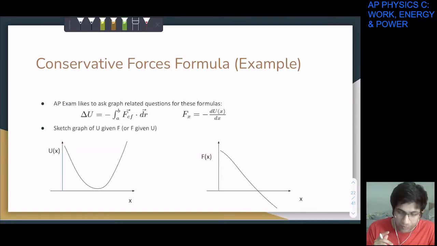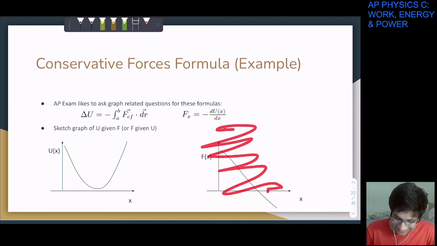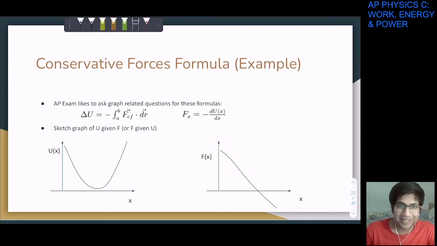Okay, now one more thing. This always comes up as a multiple choice question all the time. You'll get a graph of U, or you'll get a graph of F, and you're going to be told to sketch the other one. So if I give you U over here and I ask you what is F, don't look over here for a second. How would you do it?